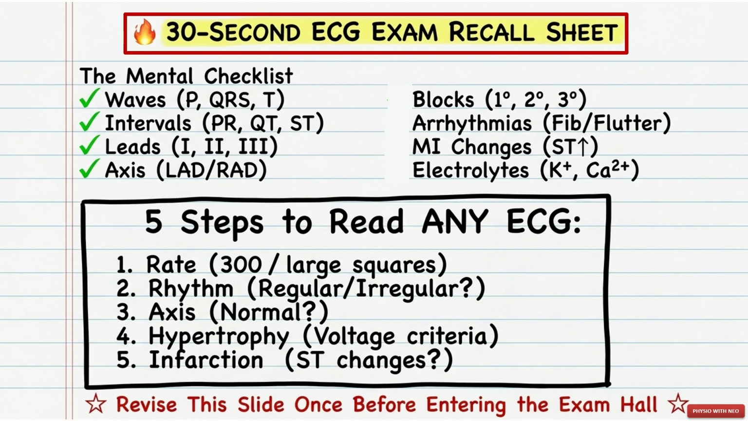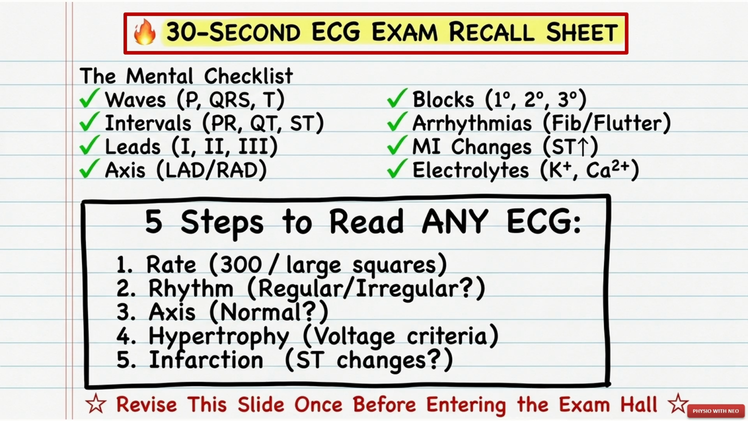We have also seen the blocks, 3 degrees, first degree, second degree, and third degree. The arrhythmias, mainly the ventricular arrhythmias in the form of ventricular fibrillation and flutter. Then MI changes, ST segment elevation and T wave inversion. And lastly, the electrolyte changes, mainly the potassium and calcium ions.